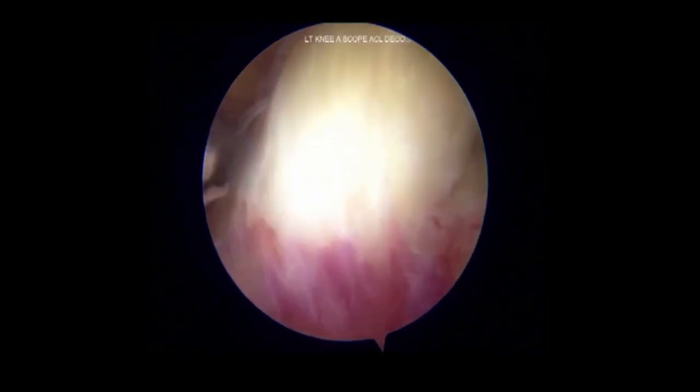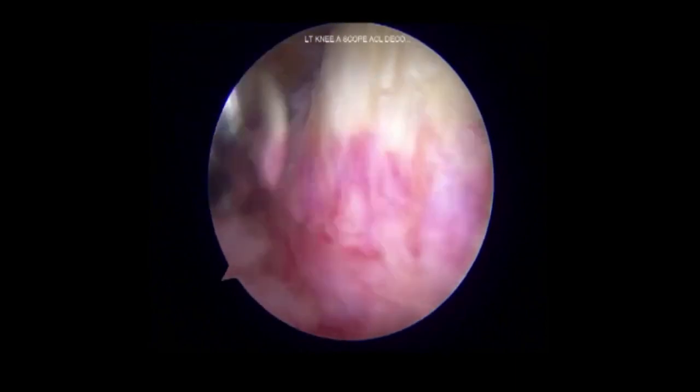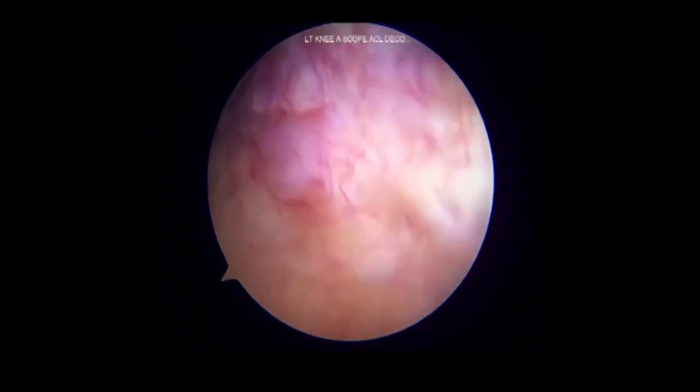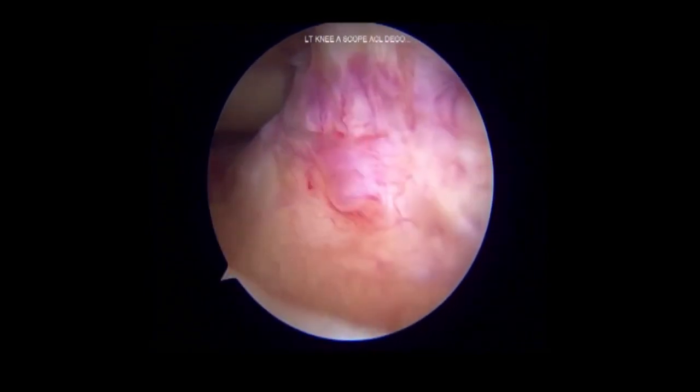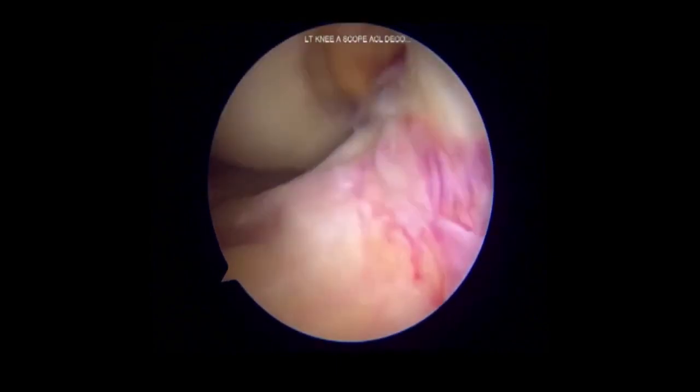The knee is entered through a standard anterolateral port. An anteromedial portal is created to see the ACL. The absence of ligamentum mucosum is noted, confirming the presence of mucoid degeneration. A 3.5 mm shaver is inserted to clear off the synovium.